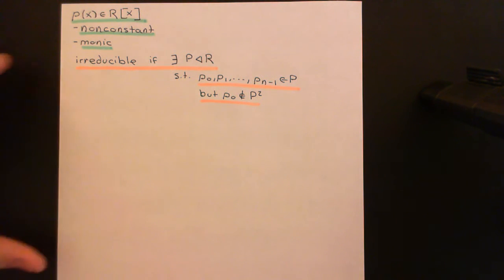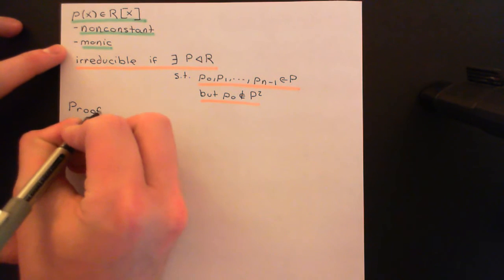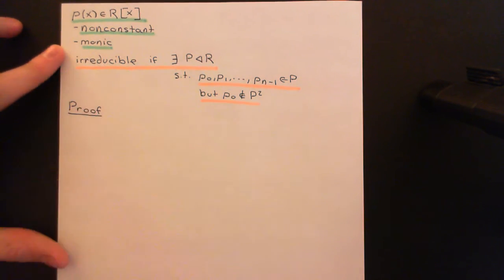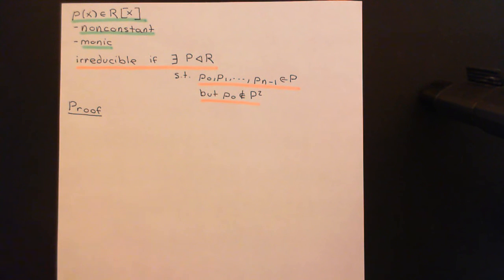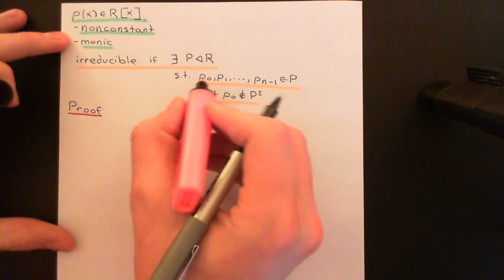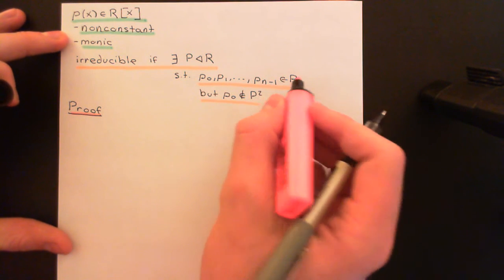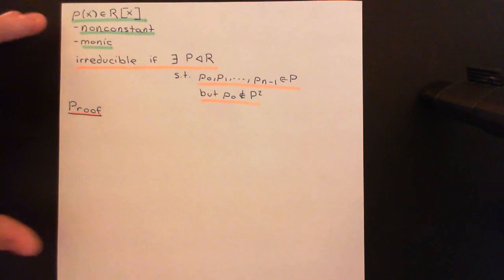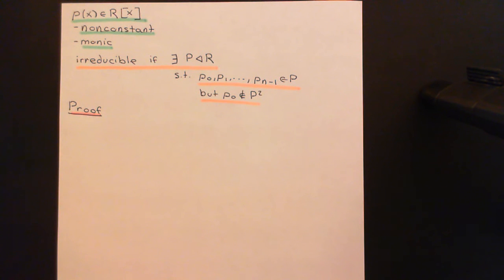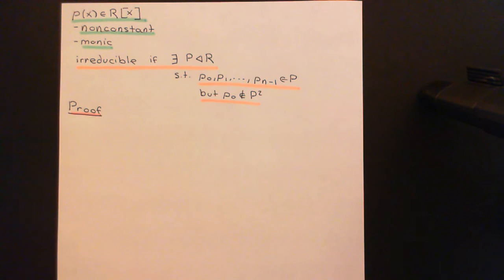Let's begin then with the proof. I'm going to assume that we have a non-constant monic polynomial in the ring of polynomials over our integral domain, and that we have found a prime ideal P such that all the coefficients apart from the leading coefficient are in that prime ideal P, and the constant coefficient is not in P squared. I'm going to now prove that that implies the polynomial p of x is irreducible. Now how am I going to do this?